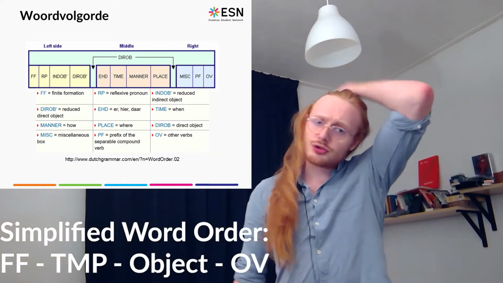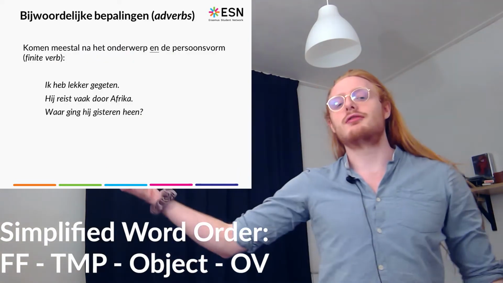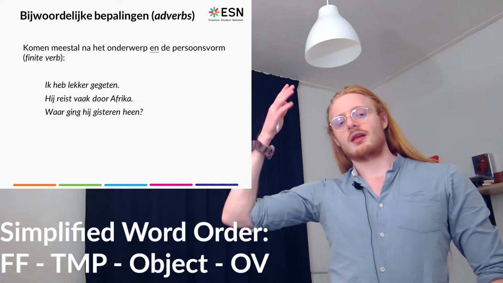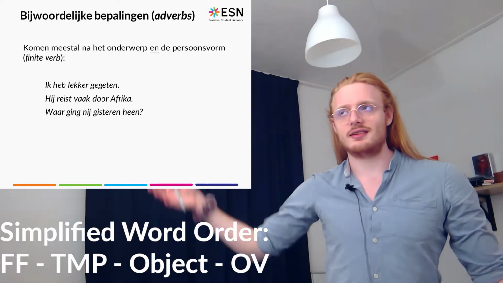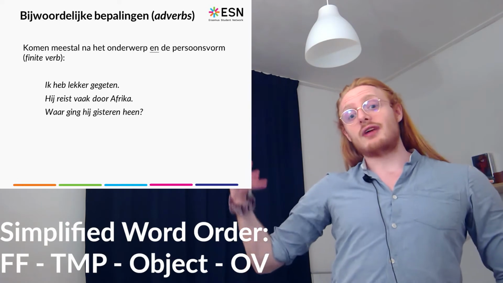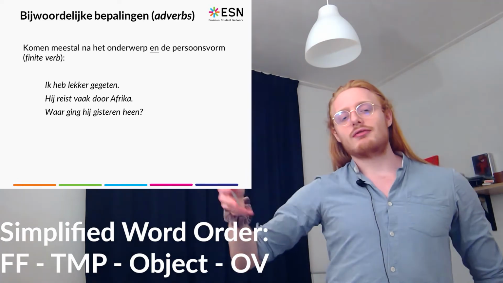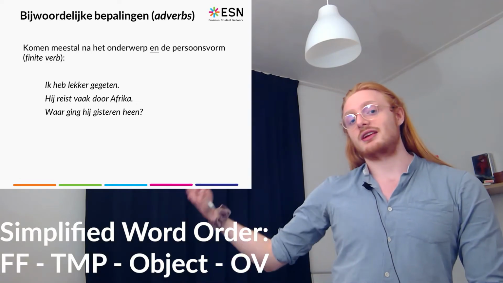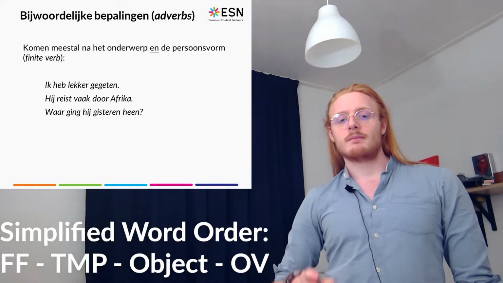So adverbs usually come after the finite verb, the persoonsvorm. Ik heb lekker gegeten. I have nicely eaten, literally. Hij reist vaak door Afrika. He travels often through Africa. So here we have two adverbs actually, often and through Africa.